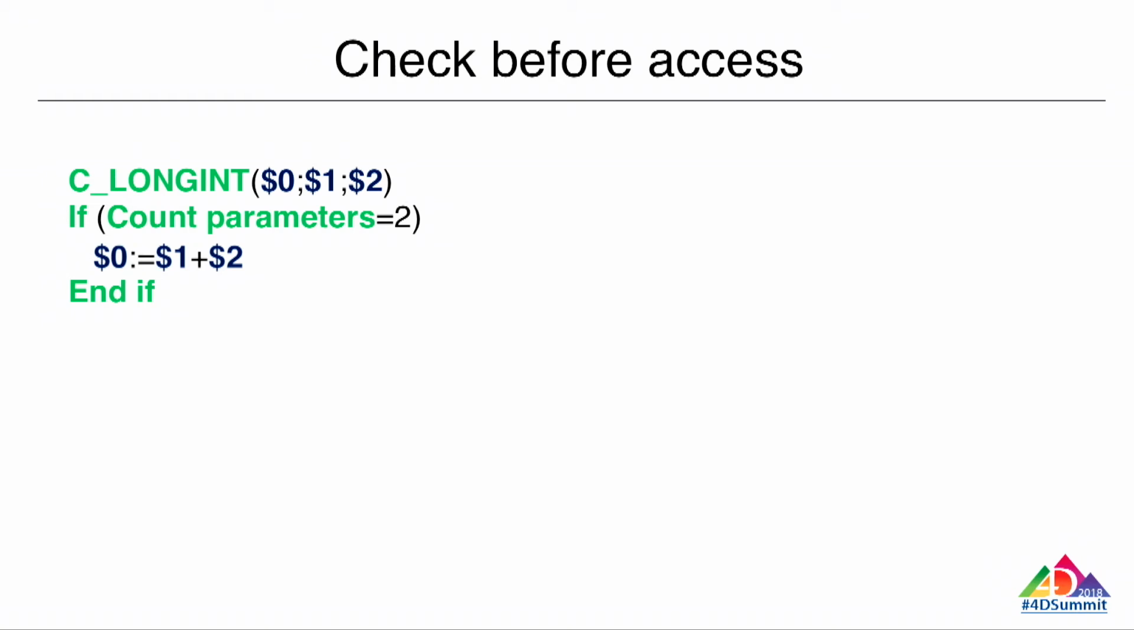Because in the actual code, you can put so many parameters in there, and 4D will take it. It's very forgiving to put as many parameters in there. But Count parameters can protect you from any kind of data that needs to be there, that number.